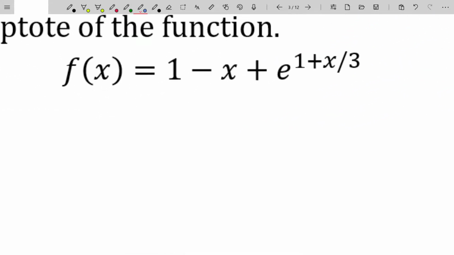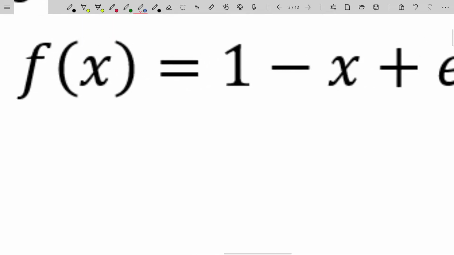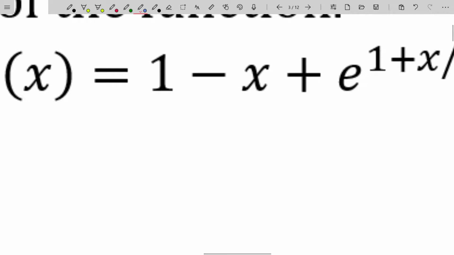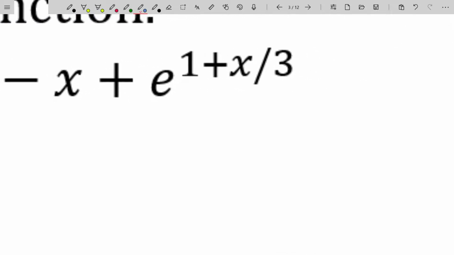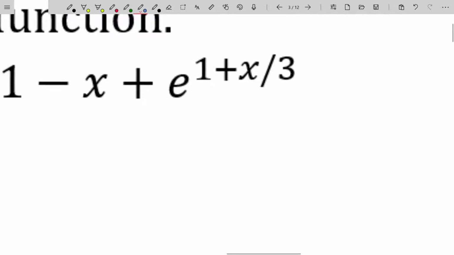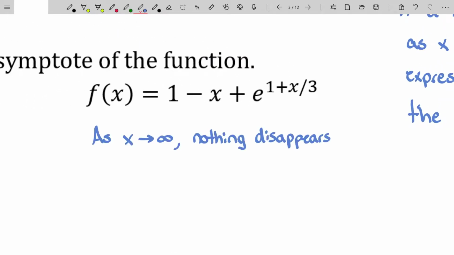Does any term of this disappear, meaning completely just tend to 0 as x goes to positive infinity? Well, 1 does not, because it's 1 forever. Negative x doesn't, because as x goes to infinity, negative x goes to negative infinity. It definitely does not disappear. And e to the power doesn't as well, because that would be e to the infinite power, which tends to infinity. So as x goes to infinity, nothing disappears. In fact, let me write that down.